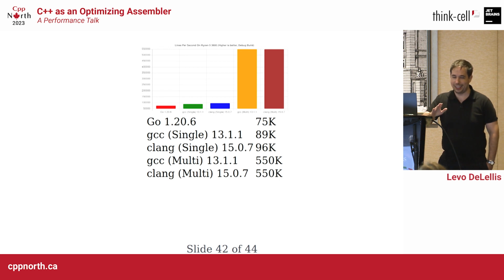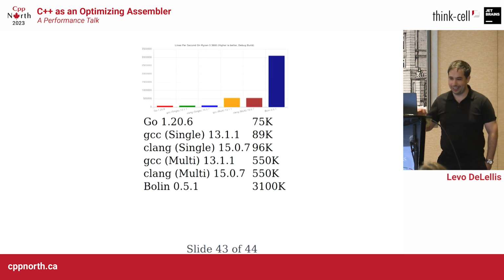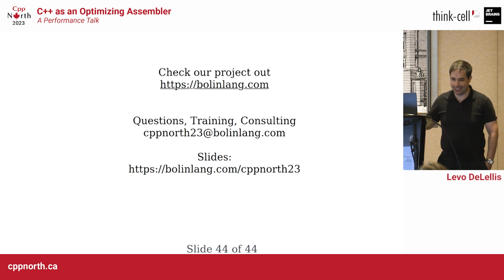Okay, I didn't get close to 1 million. I got 3 million. I didn't know compilers could get that fast. So 3.1 exactly. That's the end of the talk.